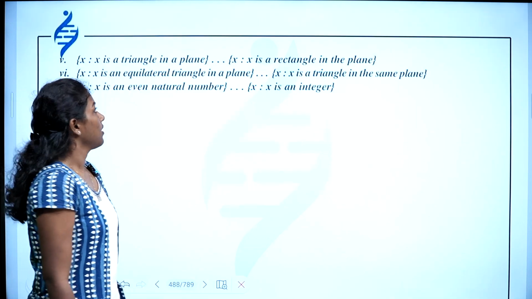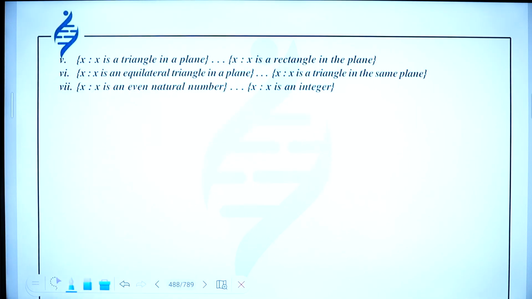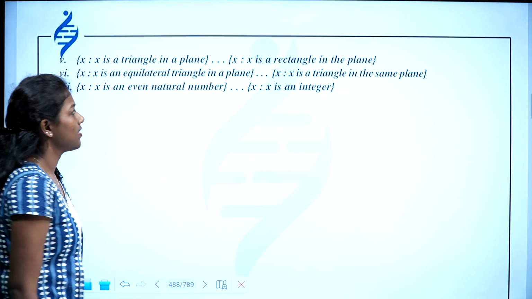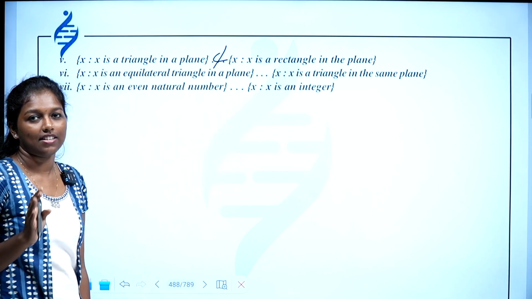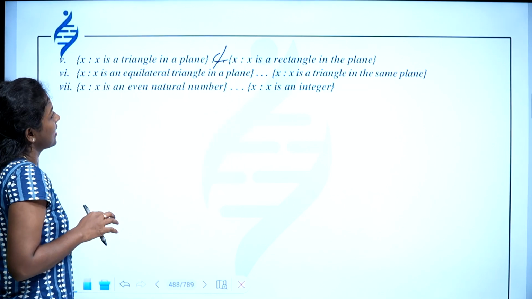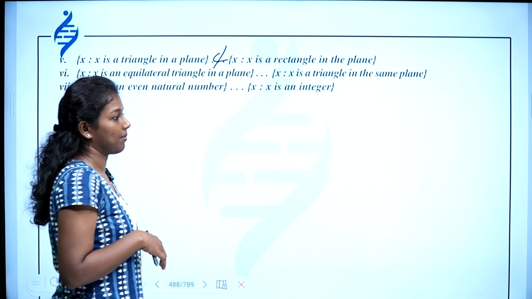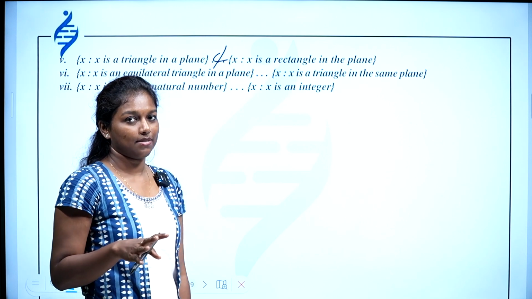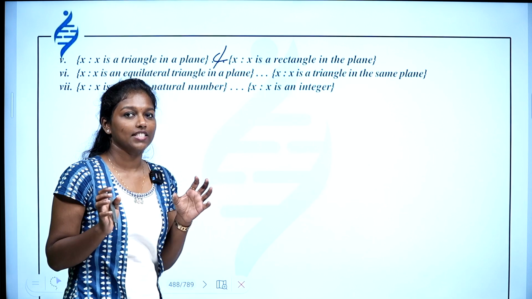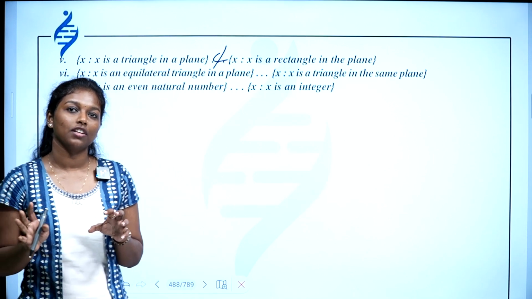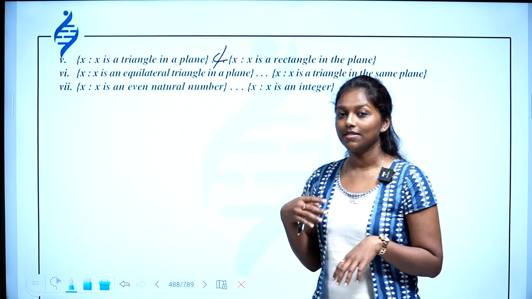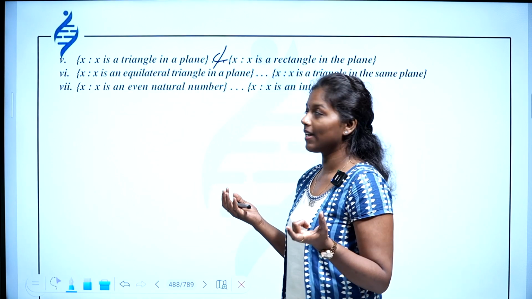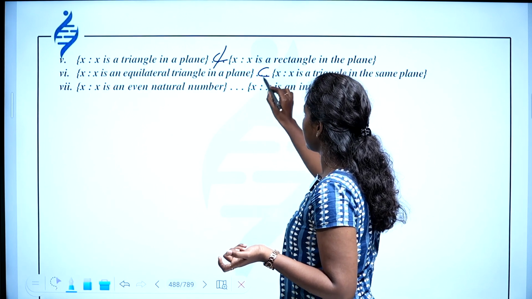Then X such that X is a triangle in a plane, then X such that X is a rectangle in the plane. And this is obviously not a subset, because triangles are never rectangles. Then X is an equilateral triangle in a plane, X is a triangle in the same plane. Yes, they are subsets, because an equilateral triangle is a type of triangle. If you are considering the set of all triangles, then equilateral triangles are also a type of triangle, or it is also a triangle. So this is a subset.